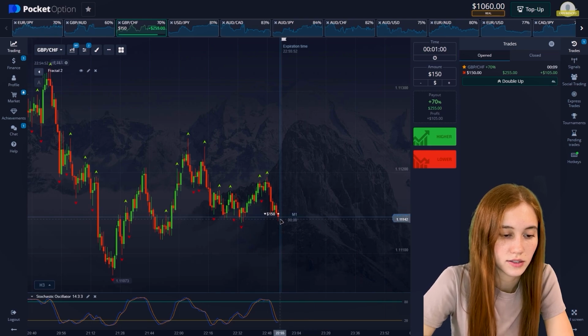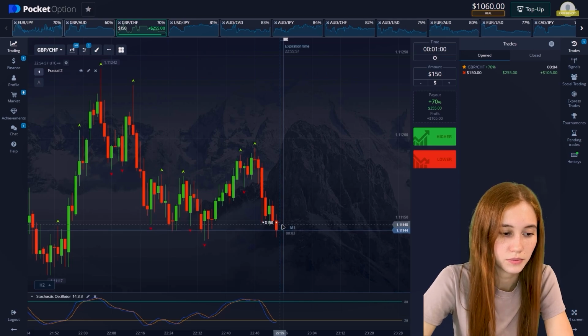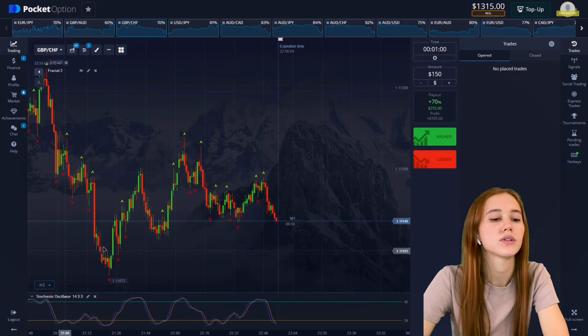The candle is in uncertainty. Zoom. 1 second. Yeah, plus deal, profit is $105 also.